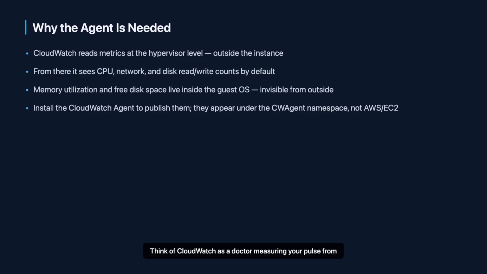Think of CloudWatch as a doctor measuring your pulse from across the room. They can see your heart rate and breathing, but can't tell how full your stomach is without you handing over a report. The CloudWatch Agent is that self-reported form from inside the body. Install it, and those metrics show up under the CWAgent namespace, not the default AWS/EC2 namespace.